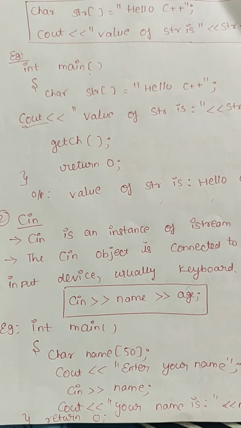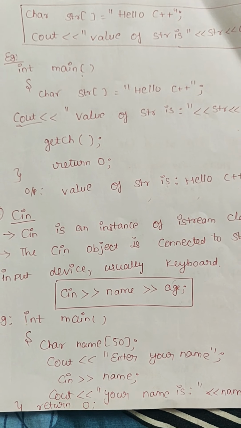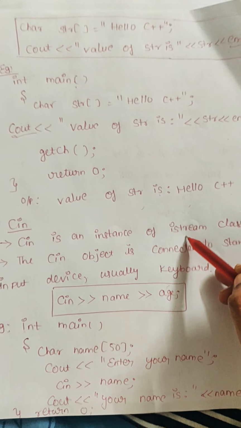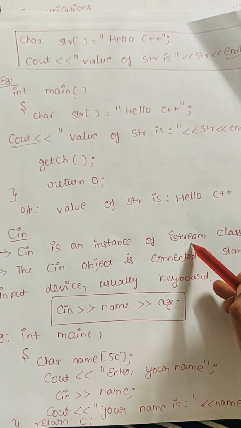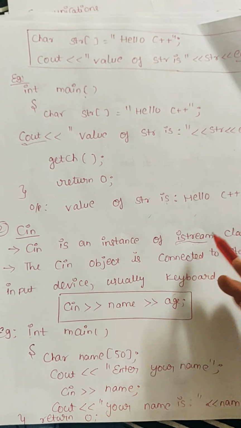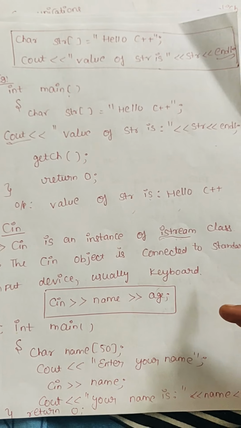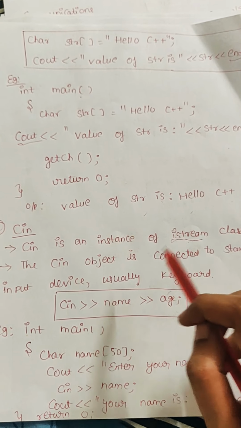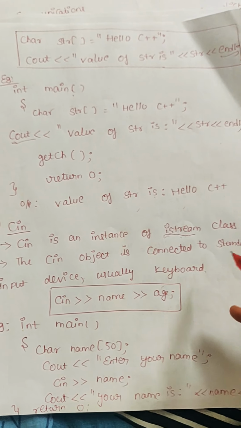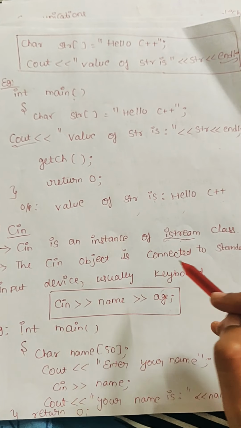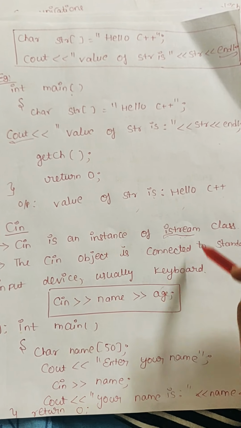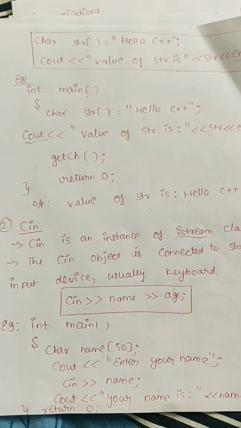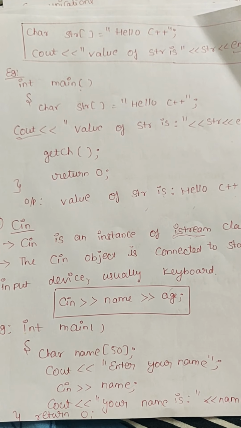Similarly, cin is an instance of the istream class. So cout is an instance of the ostream class, and here cin is an instance of the istream class. The cin object is connected to the standard input device. Previously the cout object is connected to the standard output device. Here the cin object is connected to the standard input device, that is usually the keyboard. The keyboard is the commonly used input device, and the display screen is the commonly used output device.